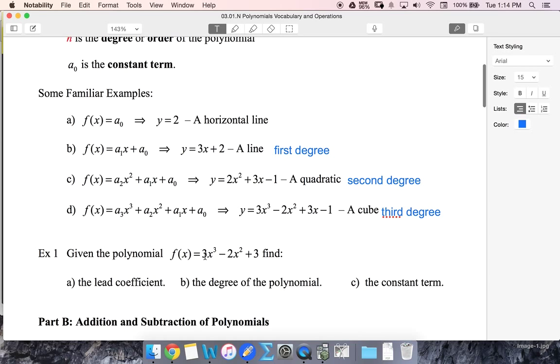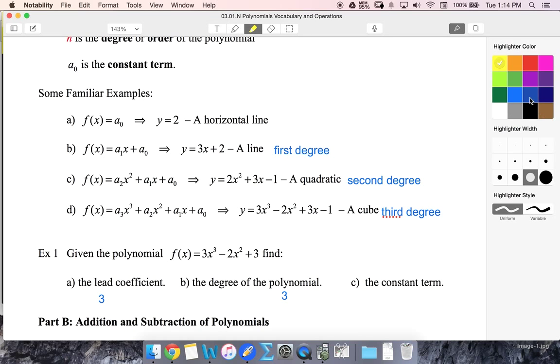So given this polynomial, it's in descending order already, so we're okay with that. The lead coefficient is the 3, that's up front here. Degree of the polynomial is also 3, and that comes from the power. So let's do a little bit of highlighting to point this out. So our lead coefficient is this 3 here. The degree is this exponent 3 up top.